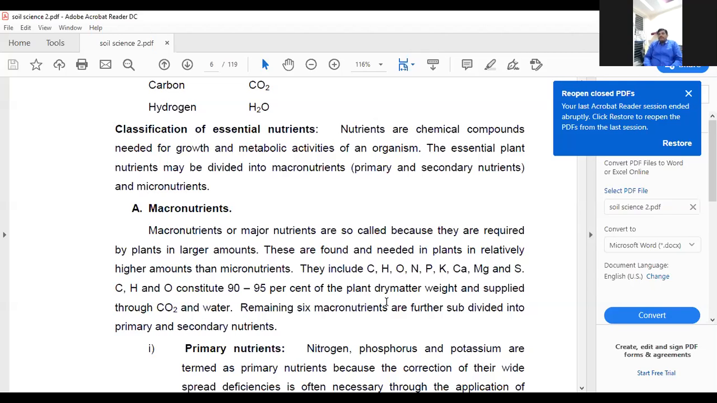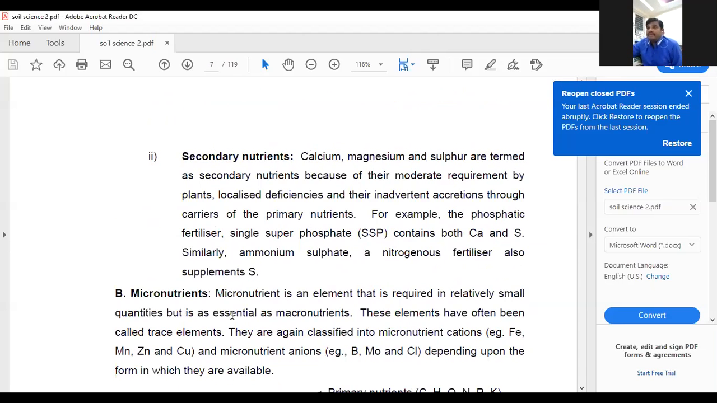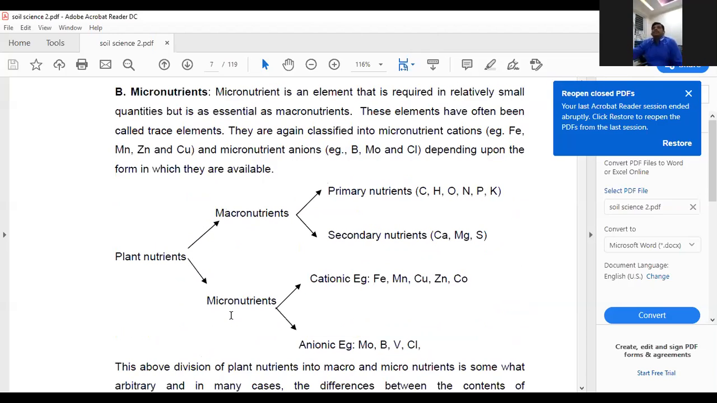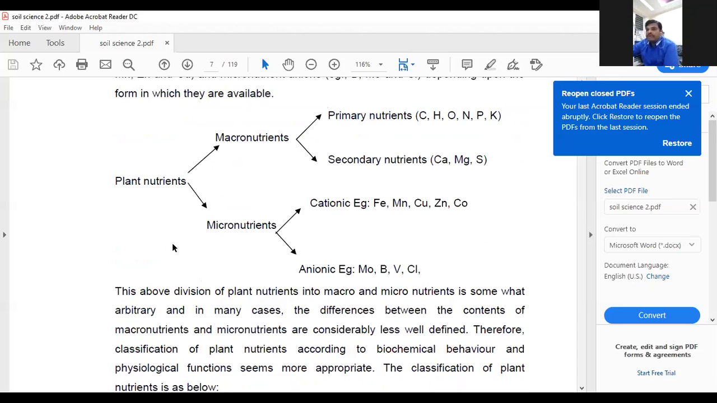In primary macronutrients, nitrogen, phosphorus, and potassium are termed as the primary nutrients, and calcium, magnesium, sulfur are termed as secondary macronutrients. Then micronutrients. A micronutrient is required in smaller quantity, that is less than 50 ppm. Examples of micronutrients are Fe, Mn, copper, boron, molybdenum, chlorine, cobalt, nickel.